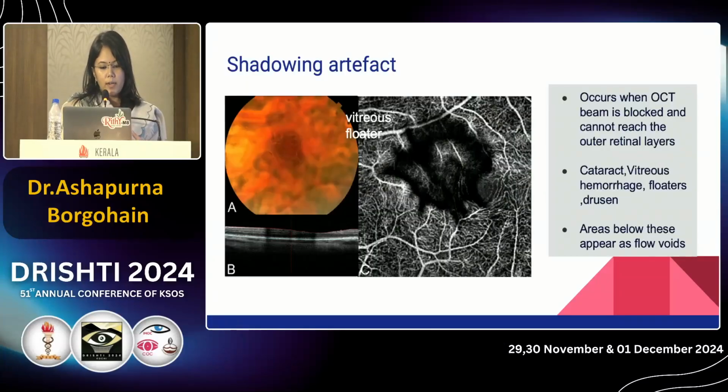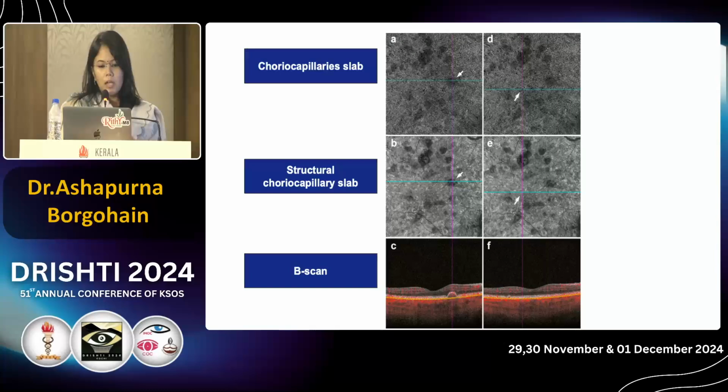When there is obstruction to the passage of light, there can be appearance of flow void areas in the deeper layers. This happens when the beam hits some obstruction like vitreous floaters, other opacities, or even drusen. So how to be aware of that? When we see any hypodense area in the OCTA en-face slab, we should always look at the structural OCT slab. If the same hypointense area is there in the structural OCT slab, that suggests that the beam was obstructed and it is not a real hypodense area.